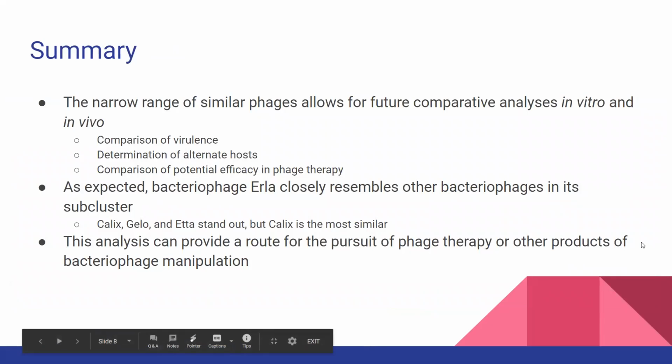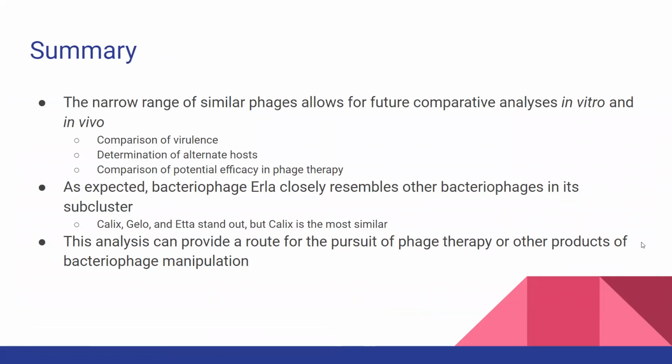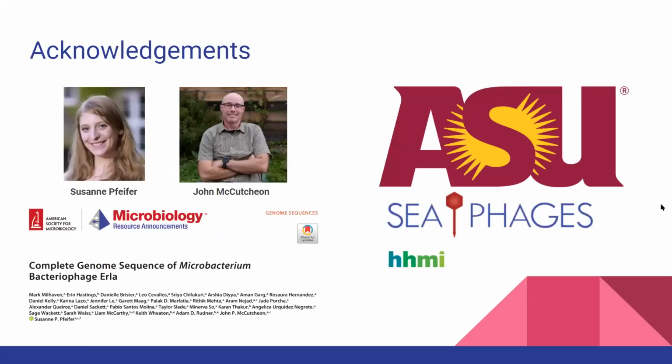So to summarize, we have a narrow range of similar phages that I've just given to you, these top three, Calyx, Gello, and Etta. And after narrowing these down, we can really, in the lab, perform more comparison for their virulence. We can have determination for alternate hosts to provide greater efficacy for phage therapy or other products for bacteriophage manipulation.